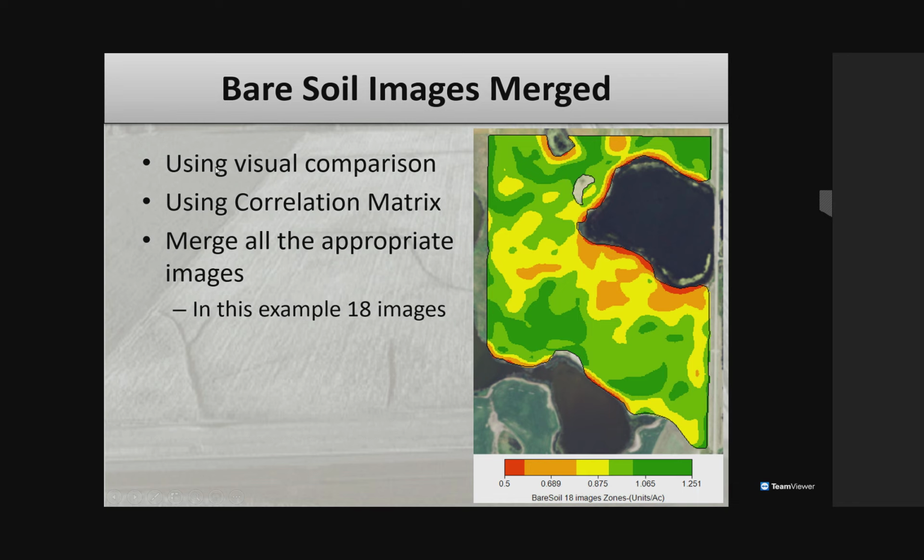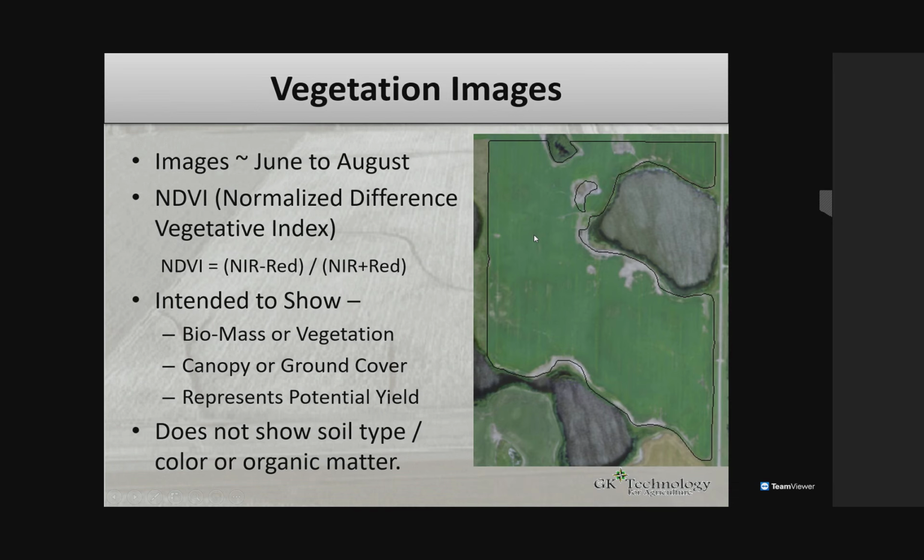So with that being said, what you're seeing here is the merge of all of my bare soils data. I use a correlation matrix on it. In this example, in this finished product here, there's actually 18 images merged together to make that set of management zones on that field. So as I scroll down here, I'm not going to do that whole write-up on everything here. I am going to just touch on some stuff here.